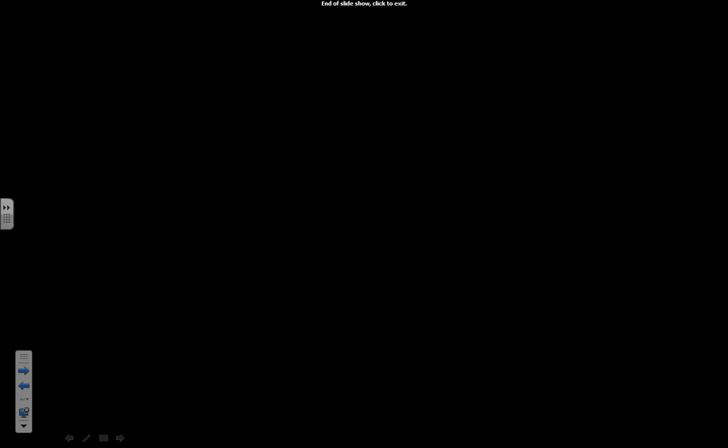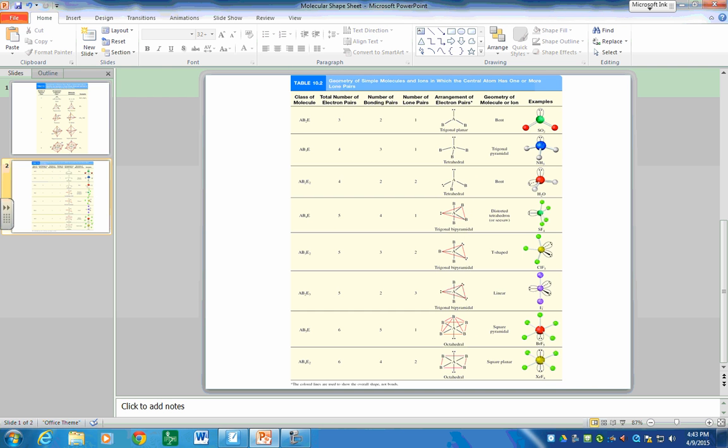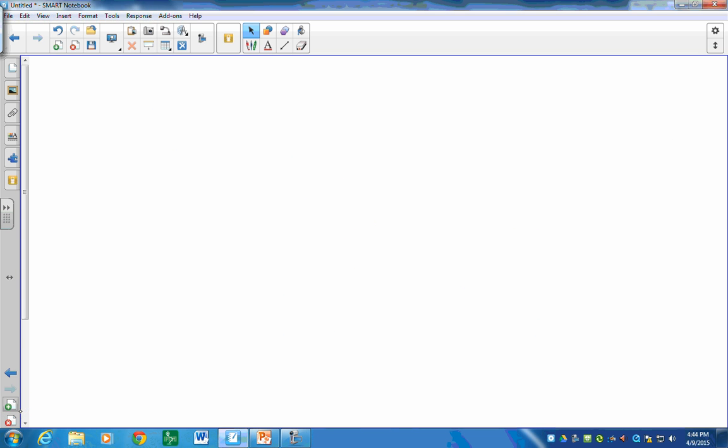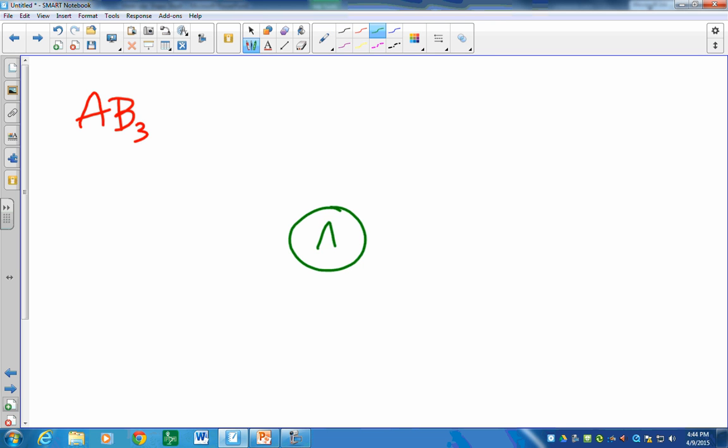Now, all right, exit. Let's go back to this. Now, next, by the way, there's only 5 parent structures, so this is actually a very fast lecture. The next type is AB3. Put this down, AB3. And what happens is if you have A in the middle, valence shell electron pair repulsion theory says that these will align themselves like this.